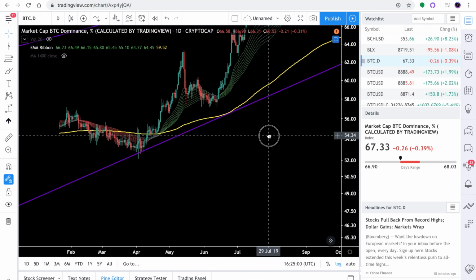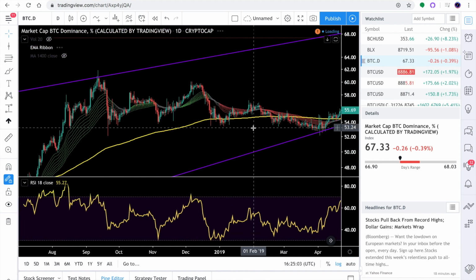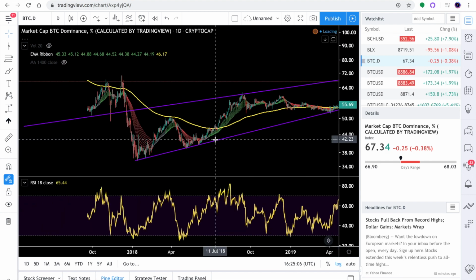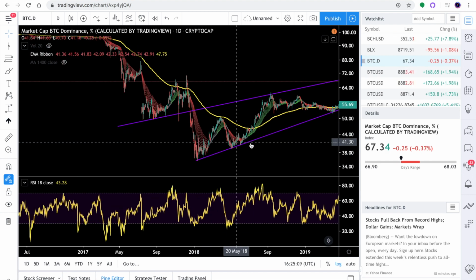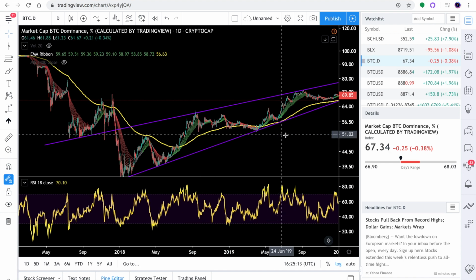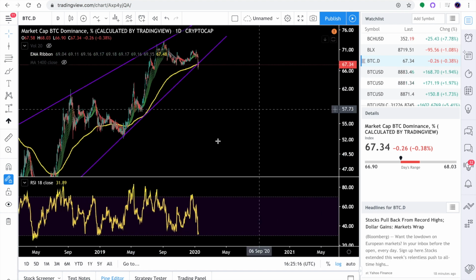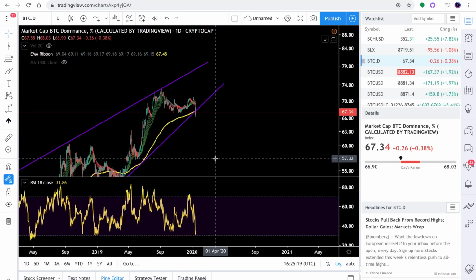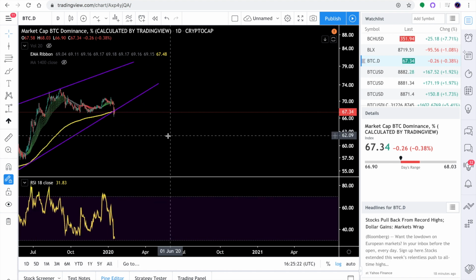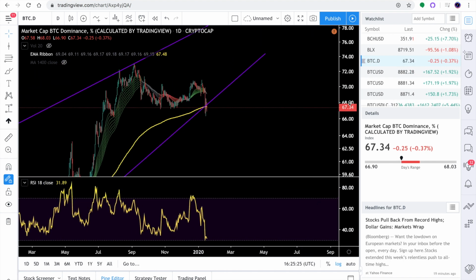We don't really have a lot of data to go back on because dominance was so high for pretty much Bitcoin's entire life. So, yeah, this rising wedge could break down, and we could see a lot of money get dumped into alts, which is what we've been seeing over the past 2 weeks. It would be kind of surprising with the halving in 4 months or so. So we'll have to see how that plays out.